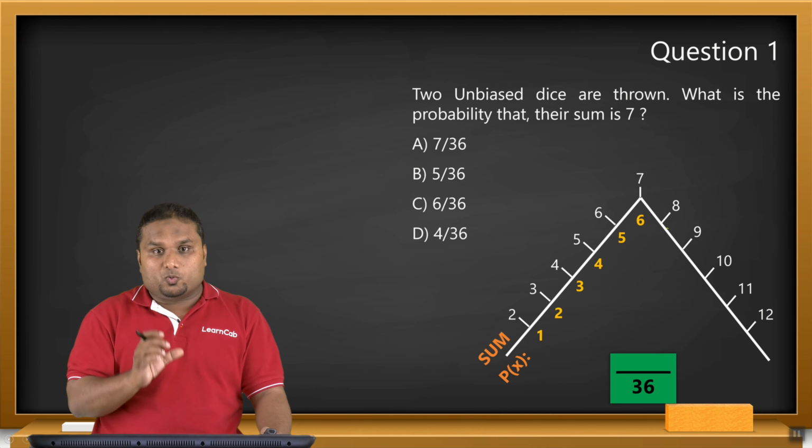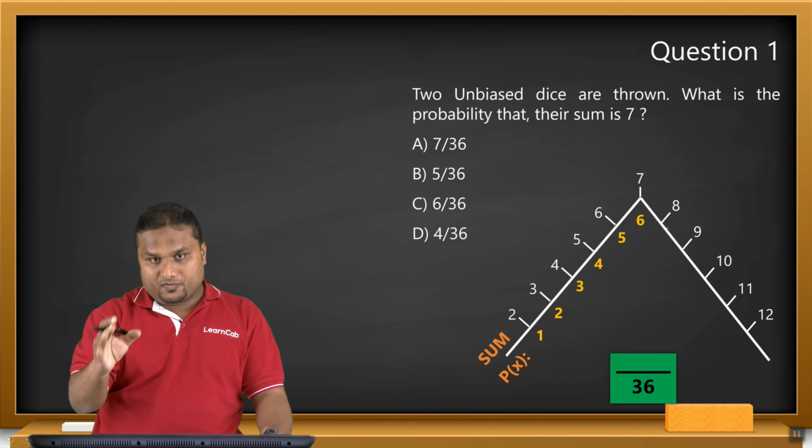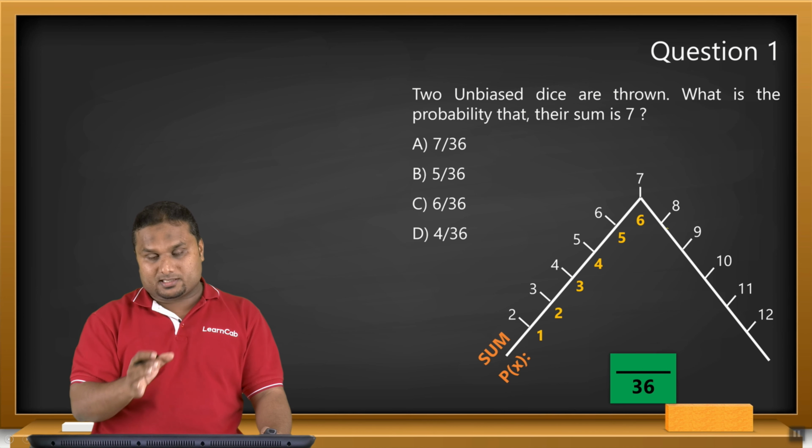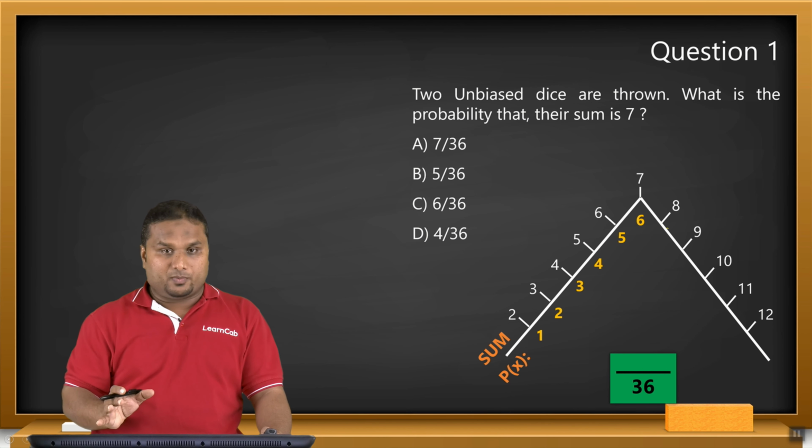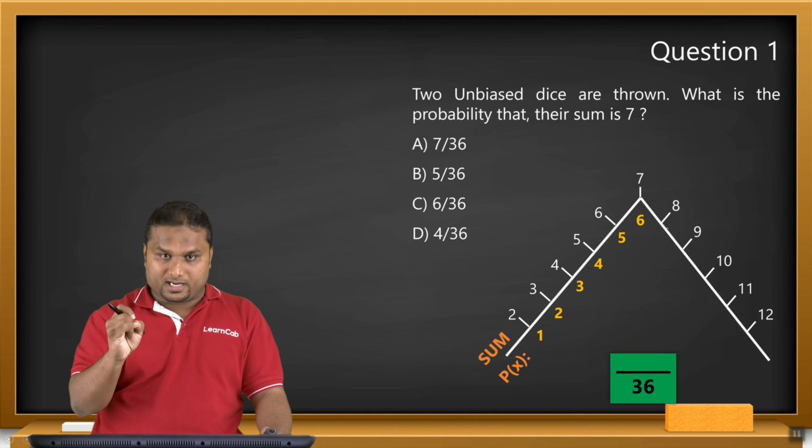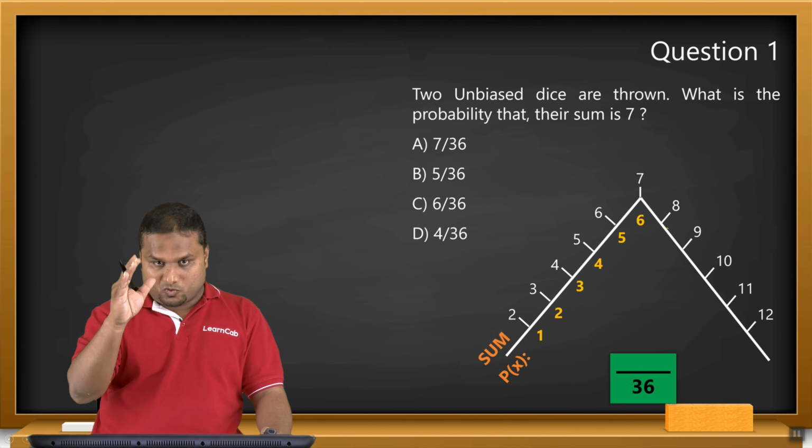It is just 1 minus. Sum is equal to 5, it is 4 by 36. Sum is equal to 4, it is 3 by 36. Sum is equal to 3, it is 2 by 36. Sum is equal to 2, it is 1 by 36. Sum is equal to 2 means 1 and 1, so there is one item, 1 by 36.